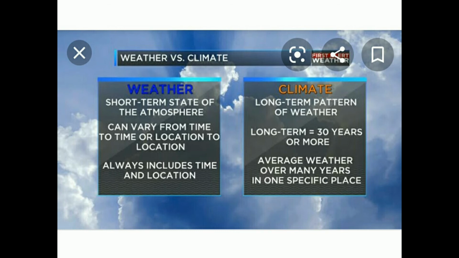And weather is only for a short time period. Understand, children, the difference between weather and climate? Once again, weather is for a short period of time. That is, the atmospheric conditions in a place, if they remain for a short period of time, then it is called weather. And what is climate? If the same weather conditions continue for a long period of time, almost more than 30 years, then that is called climate.